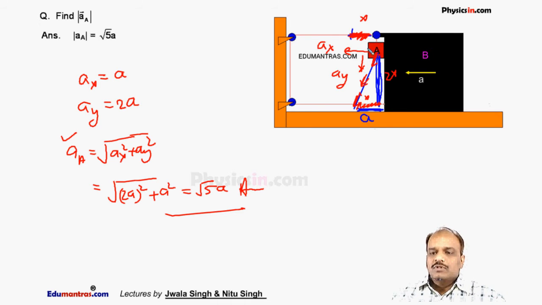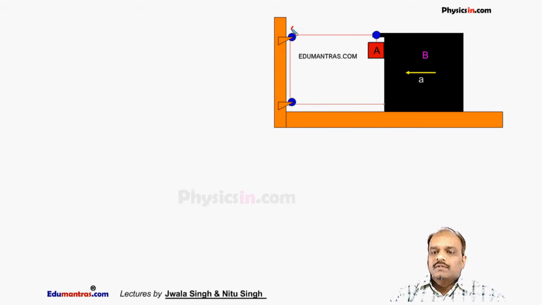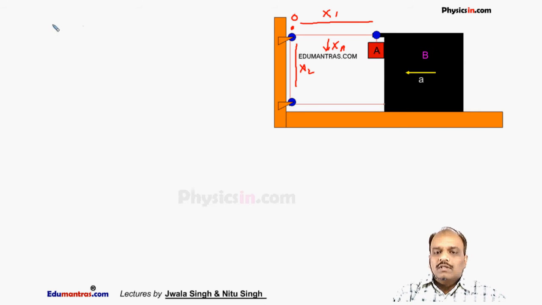This question can again be solved by another method. Suppose an observer is sitting here; this is the observer who is sitting on the ground. He measures this distance as x1. Let this distance be x2, and let this distance be xa. So the total length of the string as measured by this observer is x1 plus x2 plus x1 plus xa. This is the total length of the string.